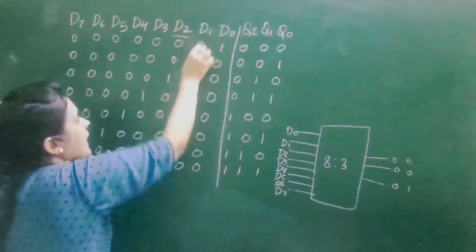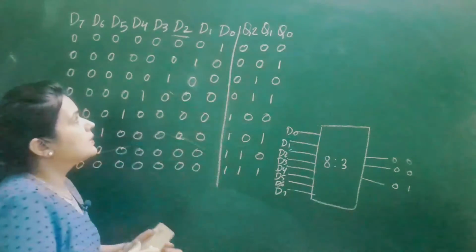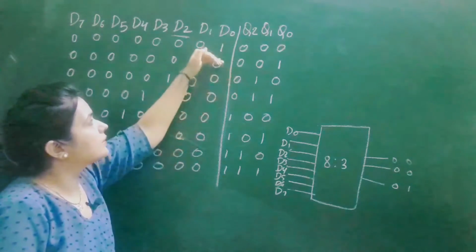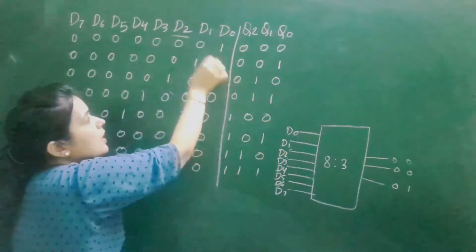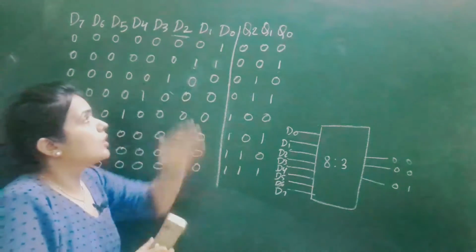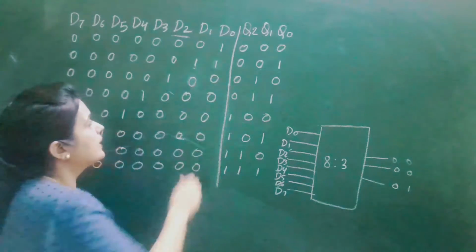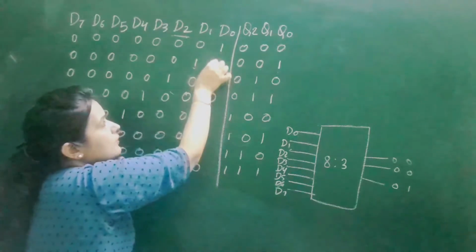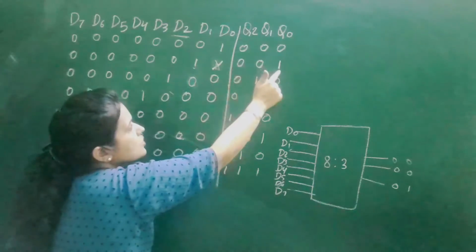Now suppose D1 has value 1. In that case, whatever may be the value of D0, whether it is 0 or 1, the output will be 0, 0, 1. So here we are assuming that whatever may be the value of D0, indicated by this cross, we are ignoring D0. Whatever may be the value of this lower input line, the output will be 0, 0, 1.